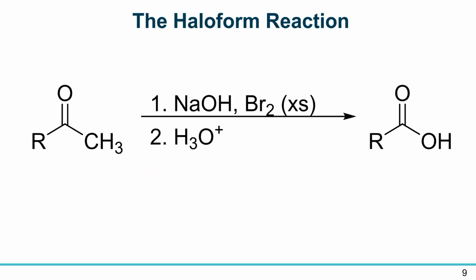While uncontrollable polyhalogenation is generally undesirable, there is one helpful application of it known as the haloform reaction. Methyl ketones can be trihalogenated using excess halogen and hydroxide, then hydrolyzed to a carboxylic acid using aqueous acidic conditions. The haloform reaction is therefore a handy method to convert from methyl ketones to carboxylic acids.